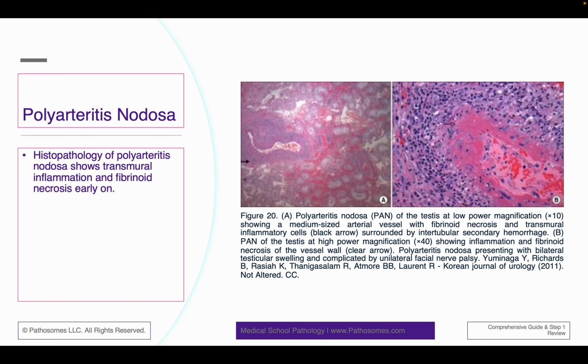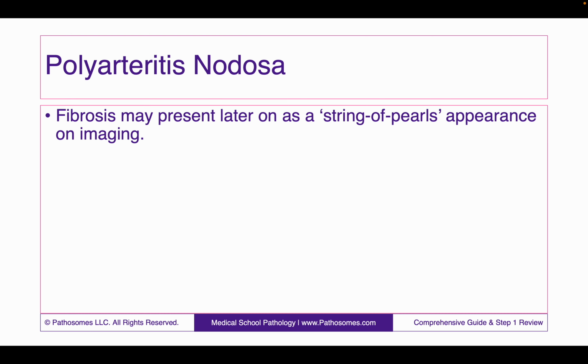The histopathology of polyarteritis nodosa shows transmural inflammation and fibrinoid necrosis, like what we can see here in these images. Fibrosis may present later on as a classic buzzword, string of pearls appearance on imaging.